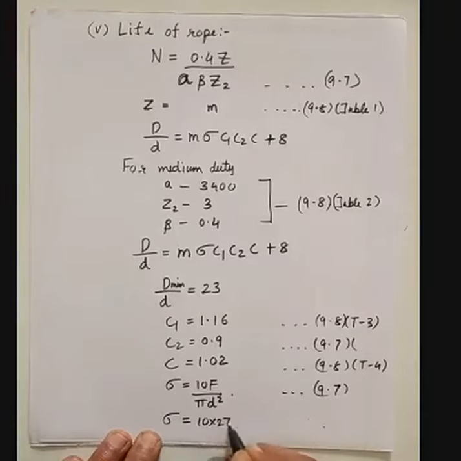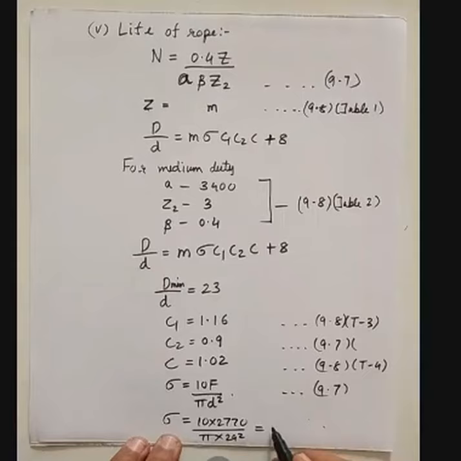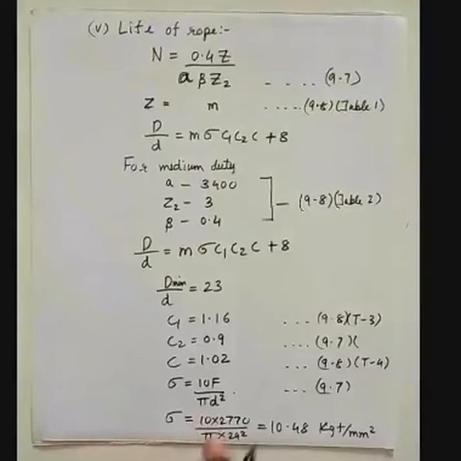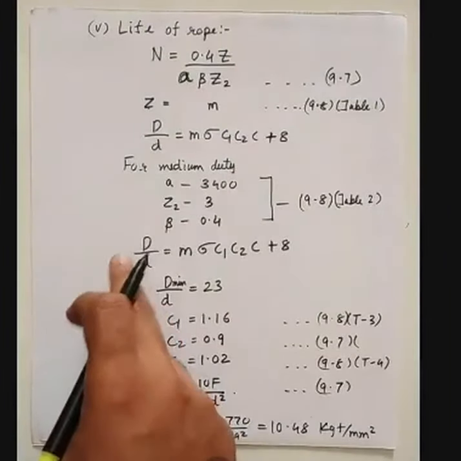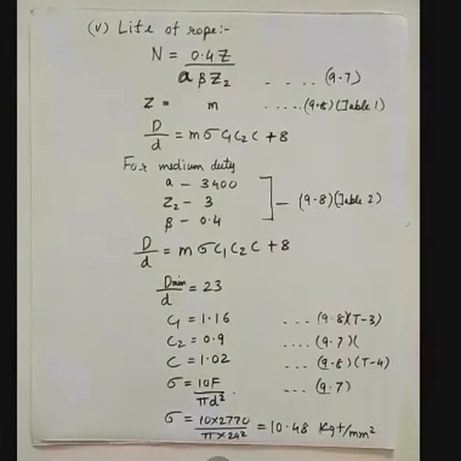F is 2770 and diameter is 29 mm. So you'll get sigma in kgf per mm square. Then we will substitute everything. 10.48. Yeah, 10.48 kgf per mm square. Now we will substitute everything in the formula above here and get the value of m. Sir, Z is remaining, right? Once we get the value of m, we will get z, and then we will substitute the value of z in the main formula of life. We will get the life.